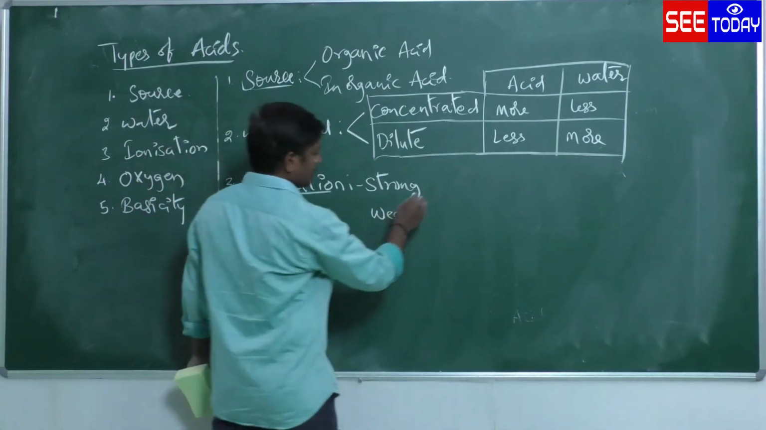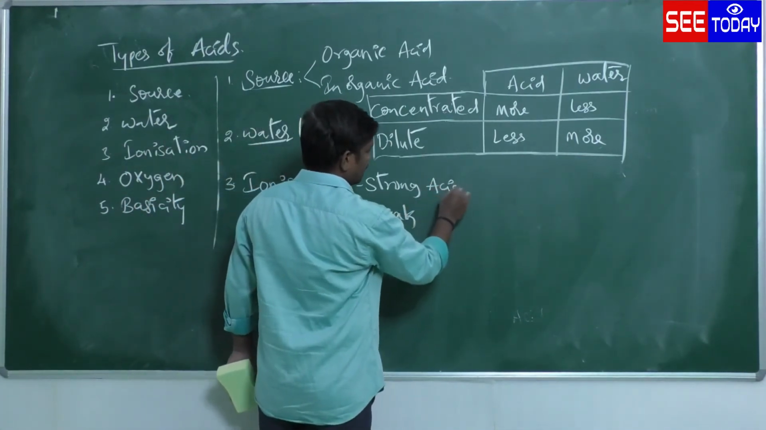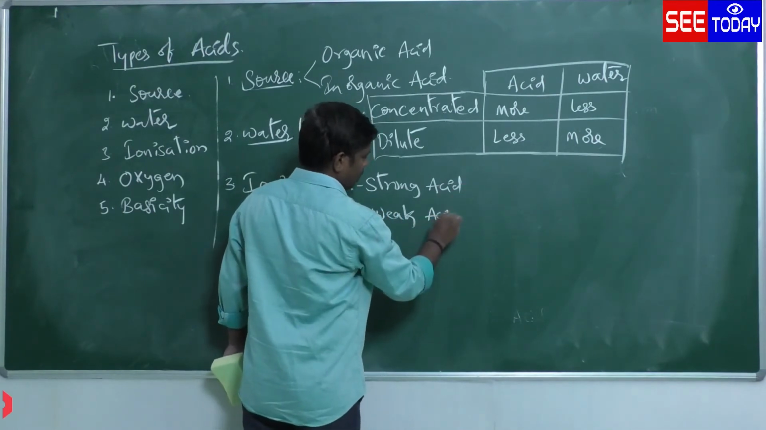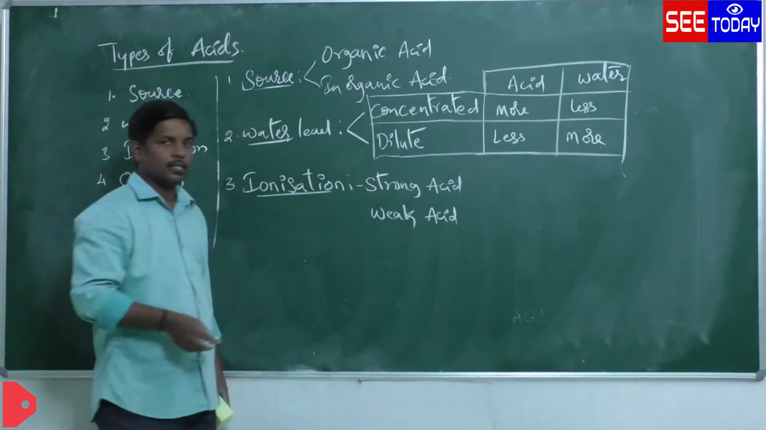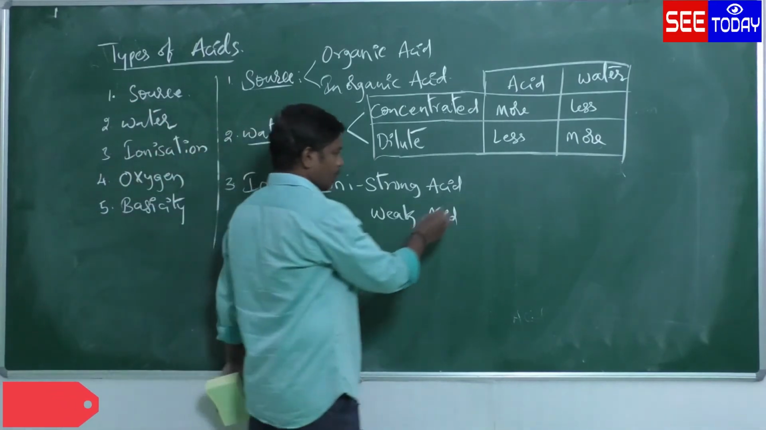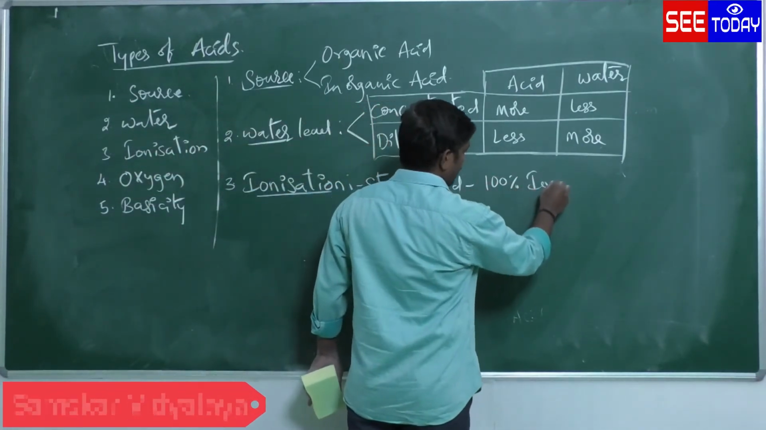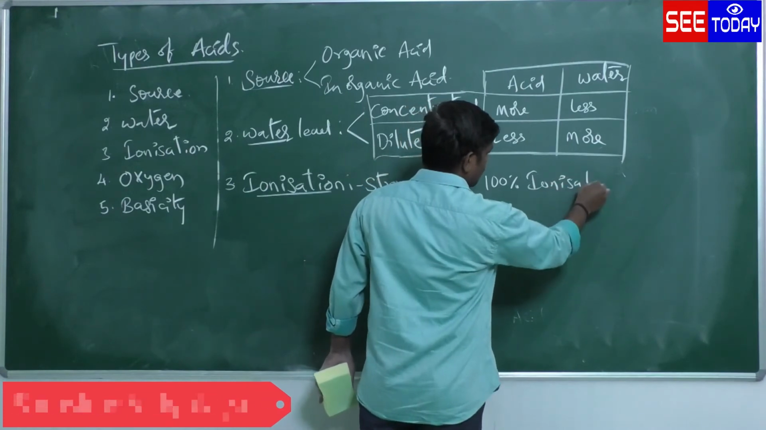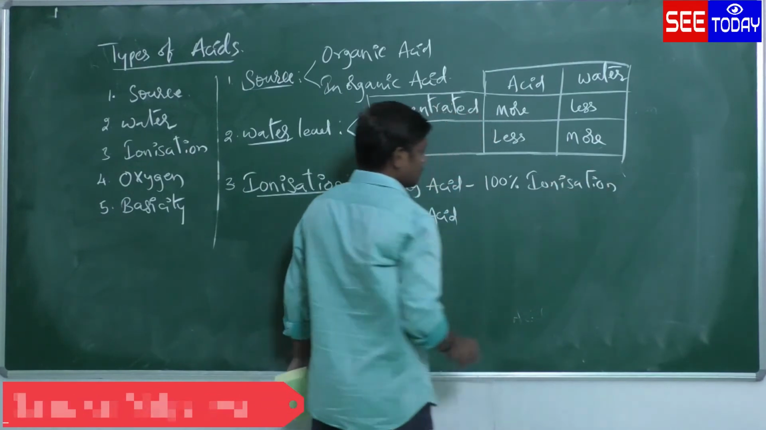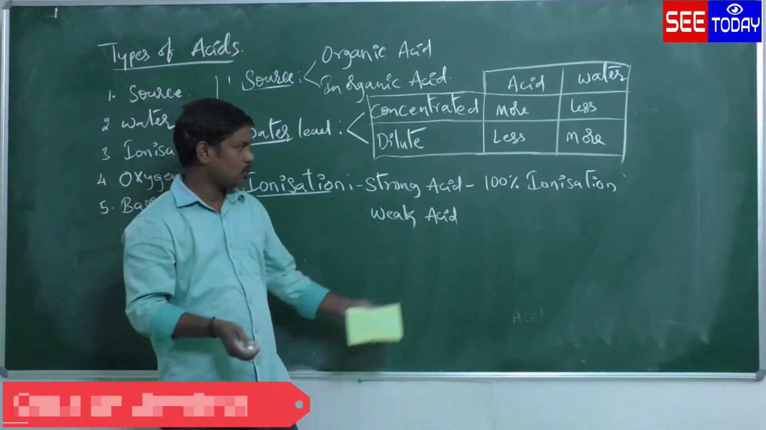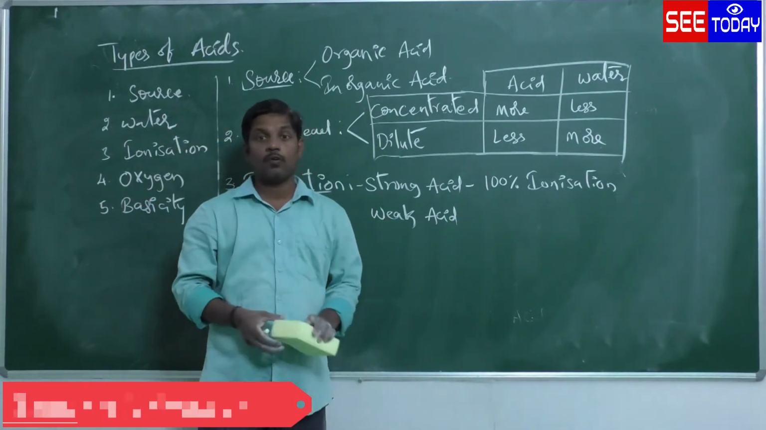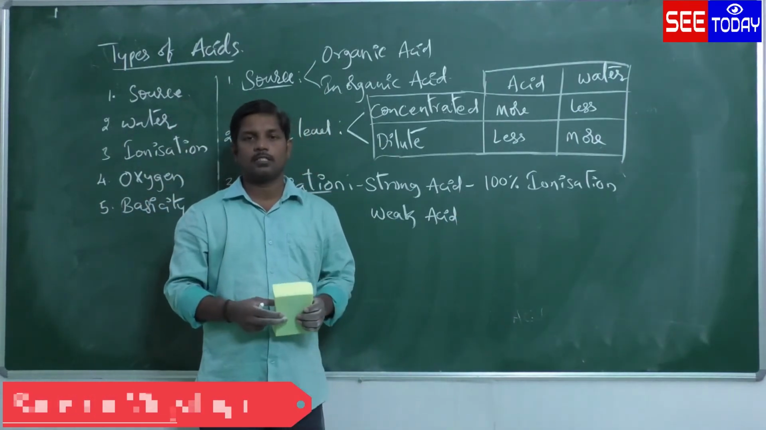So we are talking about acids. Strong acid, weak acid. So what is strong acid? The acid which can undergo 100% ionization. We can also call it complete ionization. The acid which undergoes 100% ionization we call strong acids.